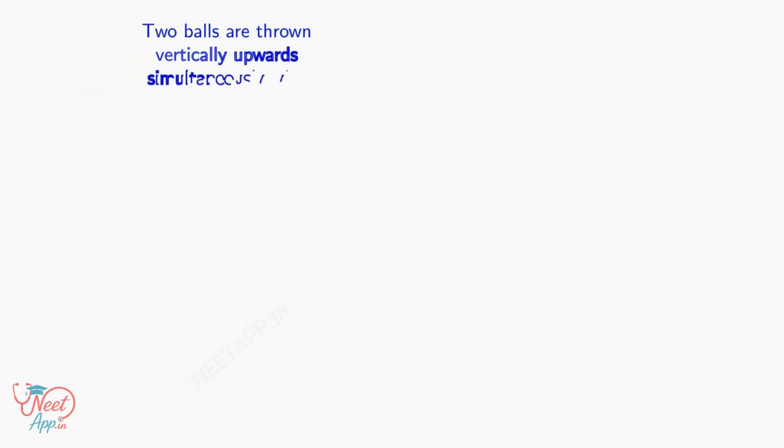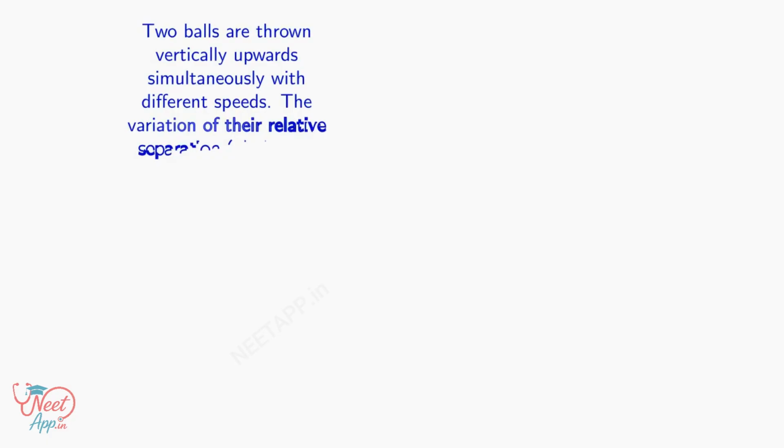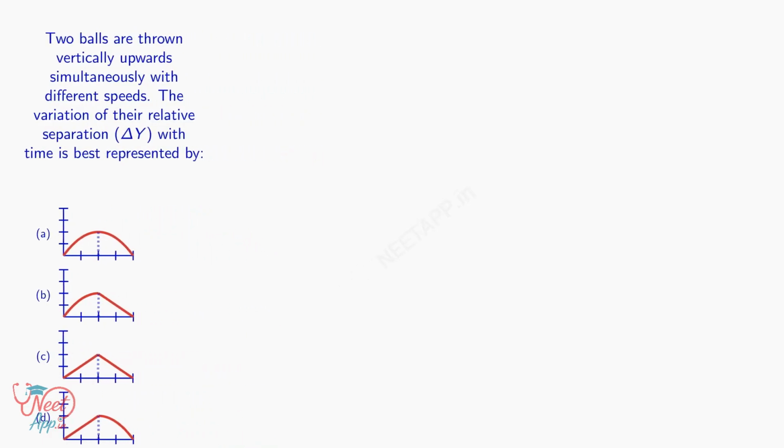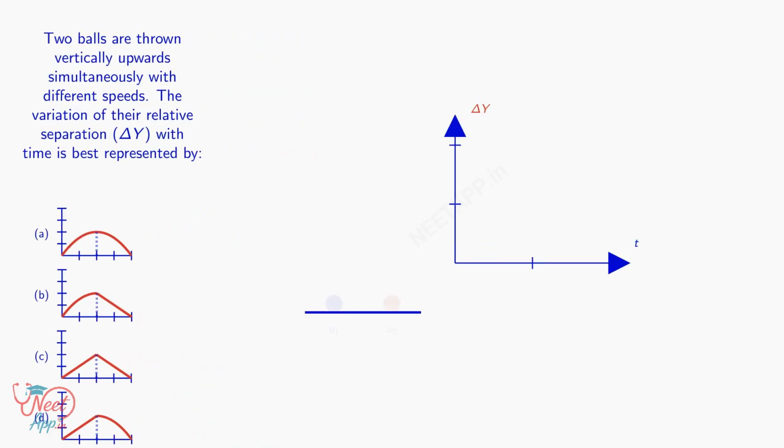Two balls are thrown upwards with different speeds. We need to find the correct graph for their relative separation delta y over time. First, let's visualize the physical motion. The blue ball is thrown faster and the red ball is slower. As they rise and fall, we will actively plot their separation distance on a graph in real time.